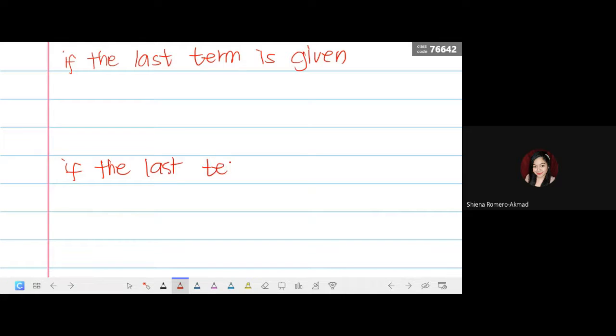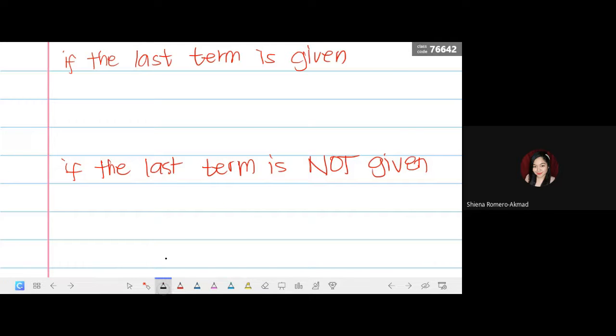Yan. So, if the last term is given, ano yung gagamitin nating formula? If the last term is not given.